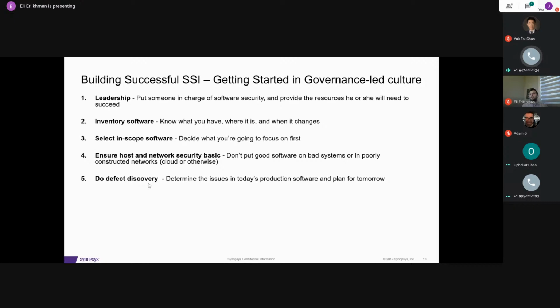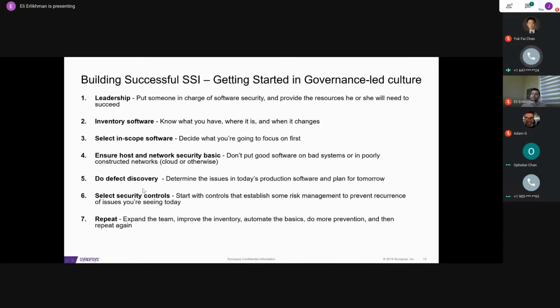Next, do some defect discovery. So look for issues, bugs, and flaws, right? So you know what you have. You understand the security debt that you have within your organization. Pick some small set of things that you can manage. And then once you find the issues, not just fix them, but plan for tomorrow. Okay? Once you understand what kind of security debt you have within the organization, you can start thinking about controls that you want to implement, right? How do you prevent reoccurrence of certain issues? Do you need to implement new security controls in looking into design and architecture and things like that? You cannot select the security controls until you know what you have, both from software perspective and from defects perspective. And then the last step to get you started is to repeat.